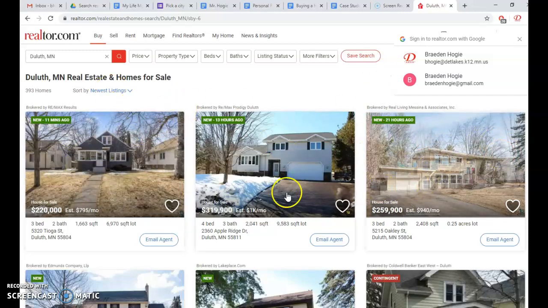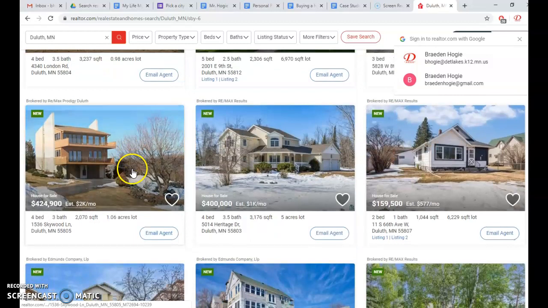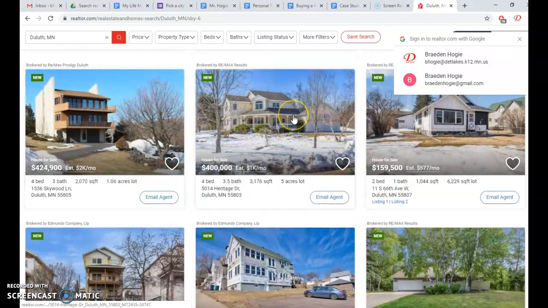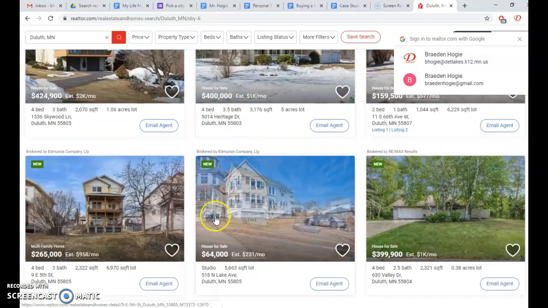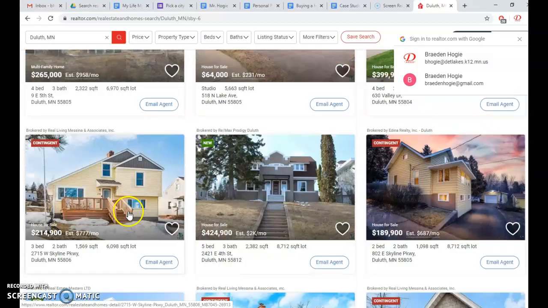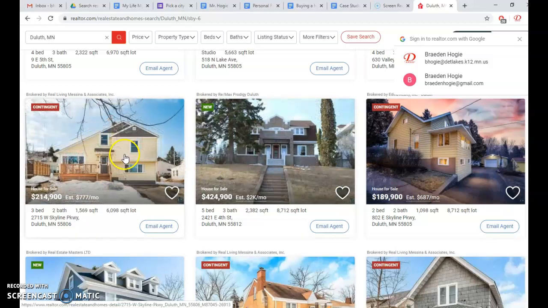All right. I look through and I find something. Let's say that, yeah, I like this one, but guess what? It's not in my price range. Remember, I need to find one for less than $225,000.